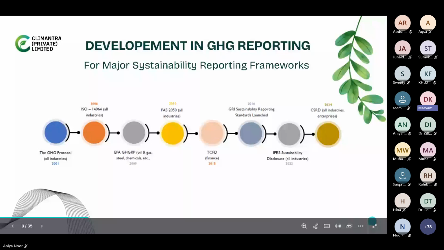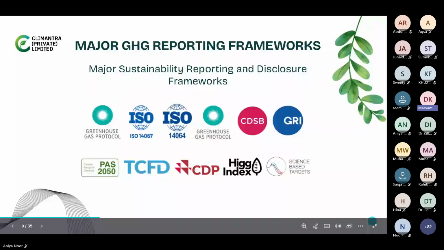And in 2024, CSRD, the Corporate Sustainability Reporting Directive. As you all know, it is a European directive, and according to that directive, industries can report their GHG emissions. Next slide, please. Basically, GRI is a reporting framework. Industries can report their sustainability using it. They give guidelines that if you have to report sustainability, you can follow the standard.